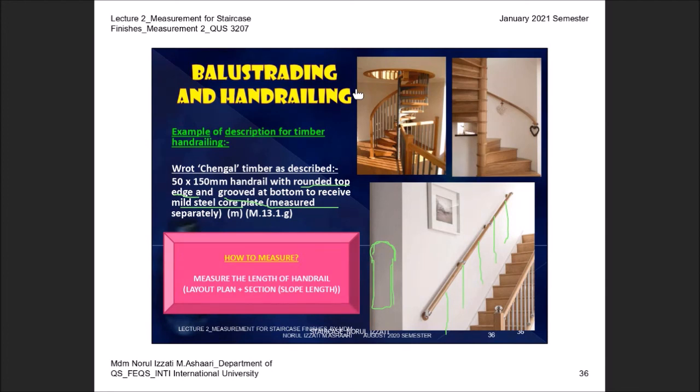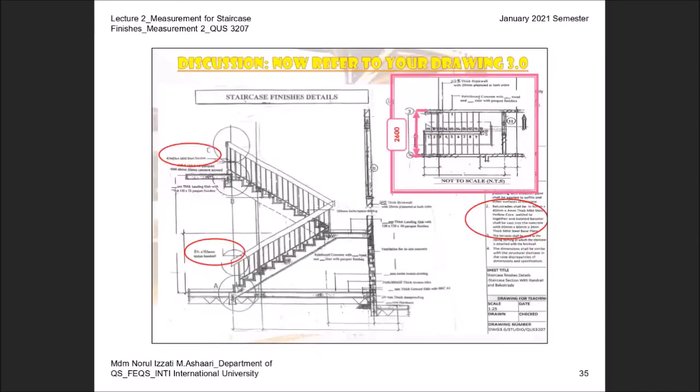How to measure? You can measure the length of the handrail from the layout plan and also from the section. So if you refer to this one, you can take the dimension from the cross section. This one, you can scale and then total up. Don't forget the 200 here. This also has the handrail. This one also has the handrail. Look at this. This is at the first floor slab. That also has a length of handrail.